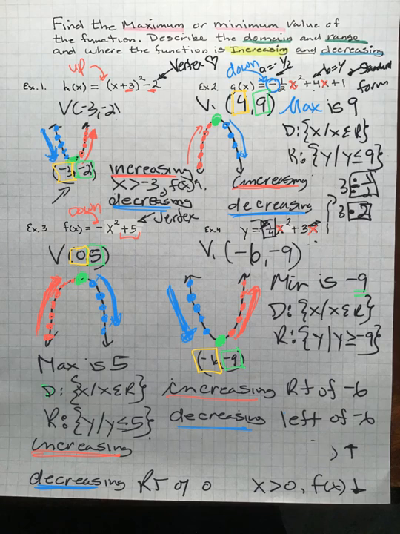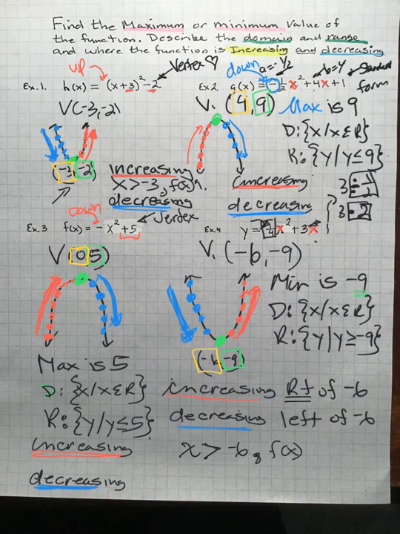So what we're saying, one last time, is that as x is going to the right of negative 6, or bigger than negative 6, the y values are increasing. And as we go to the left of negative 6, meaning less than negative 6, then the y values are decreasing, or getting smaller.